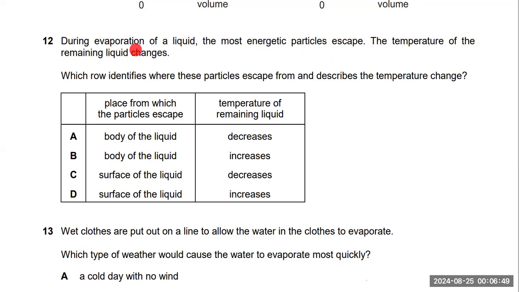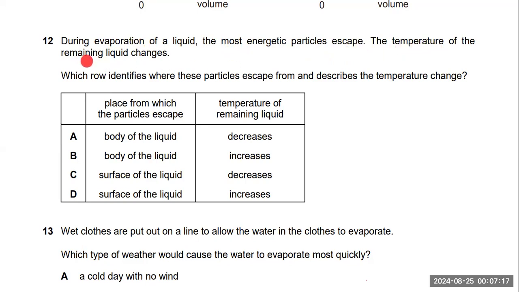He is asking about during evaporation of a liquid, the most energetic particles escape out. It means the particles escape out from the surface. Remember one thing more: during evaporation, particles escape from the surface of the liquid. But in boiling, the particles escape from the bottom also. That is the difference between boiling and evaporation.